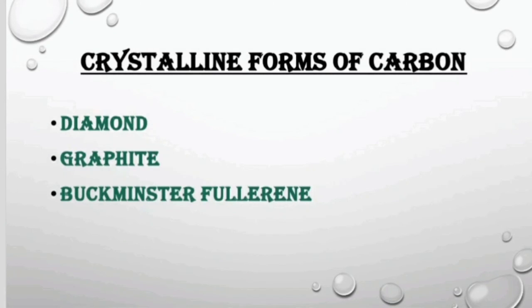So we have studied 3 crystalline forms of carbon, that is diamond, graphite and Buckminster fullerene.